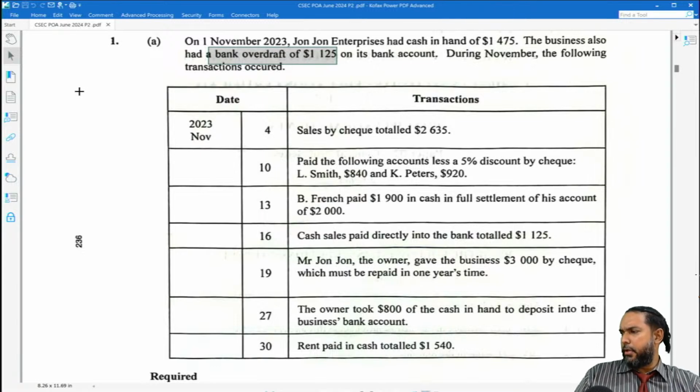In this case, you can actually show negative values in a T account. So assets normally have what kind of balance, debit or credit? Debit. That's correct. So what we have going on here is instead of a debit balance, we'll have a credit balance. All right. Okay. So first things first, let me open up a cash book and we'll start populating the cash book.